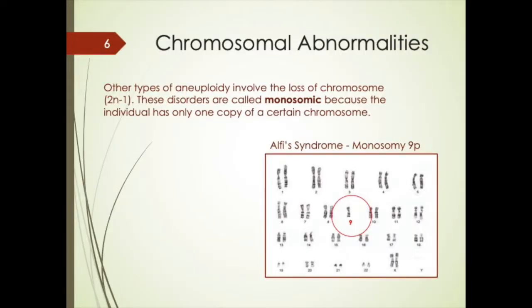All right, other types of aneuploidy involve the loss of chromosomes. So this is 2n minus 1. This disorder is called monosomic because the individual has only one copy of a certain chromosome. Alfie's syndrome is monosomic, occurs in the 9th set of the chromosome set. Okay.